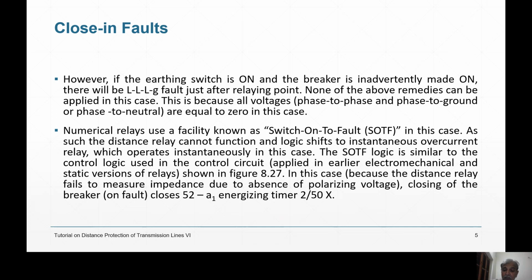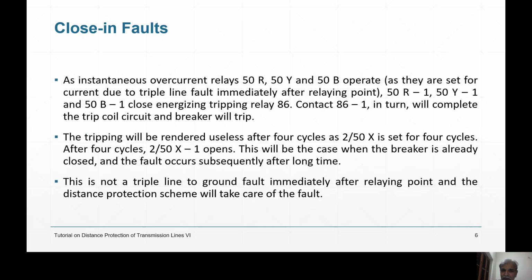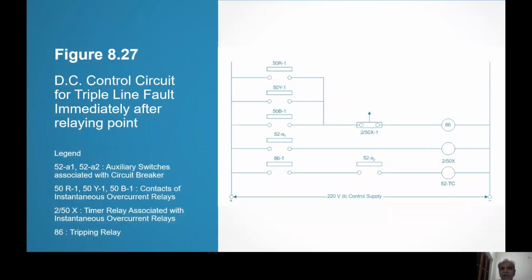That philosophy of switch on to fault is similar to this figure, which in earlier days people were using in electromagnetic and static relays. This figure has nothing to do with distance relay. This is purely instantaneous overcurrent relay. 50R, 50Y and 50B will operate. They are set for fault immediately after the relay. So when they operate, 2 by 50x timer is there, 86 will be energized and the breaker will trip.